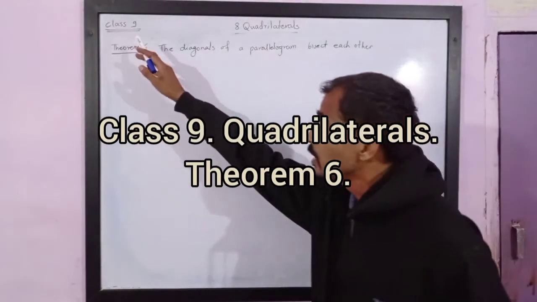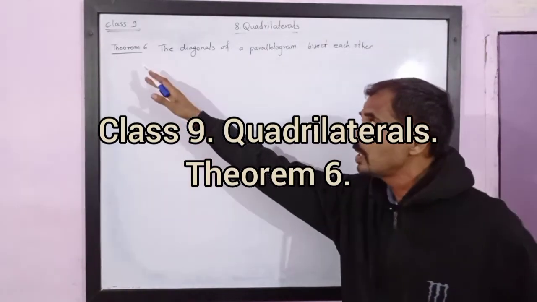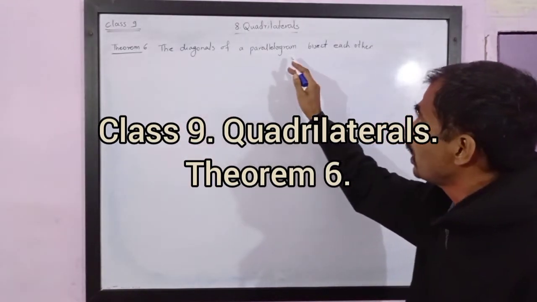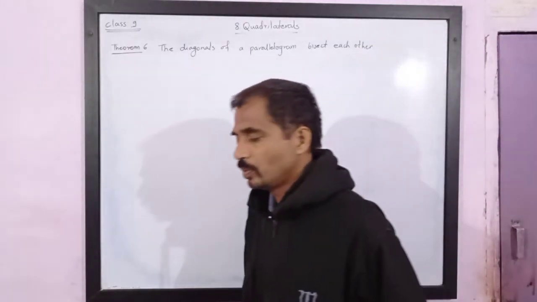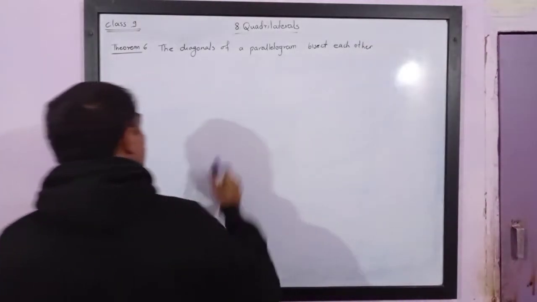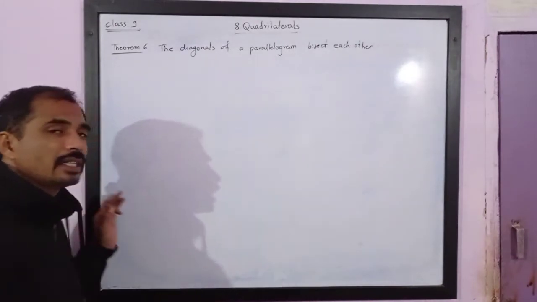Dear friends, in class 9 we are studying 8th chapter quadrilaterals and we have theorem number 6. The diagonals of parallelogram bisect each other. So this is what we need to prove. So we are given that quadrilateral is a parallelogram and we have to prove that the diagonals bisect each other.